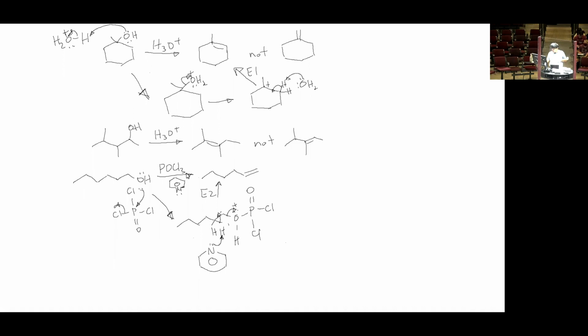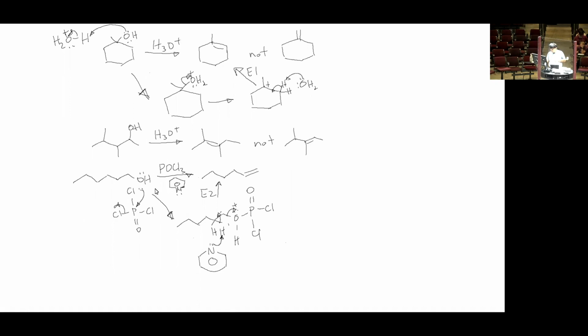So, by the way, phosphorus oxychloride can also be used with secondary and tertiary alcohols. You don't have to use it only on primary alcohols. Now, the thing is with primary alcohols, if we want to dehydrate them, really we have no choice except to use a reagent like phosphorus oxychloride. Acid catalyzed dehydration doesn't generally work very well because these guys don't want to go through an E1 reaction. They want to go through an E2 reaction. But you can certainly use phosphorus oxychloride with a secondary or tertiary alcohol.